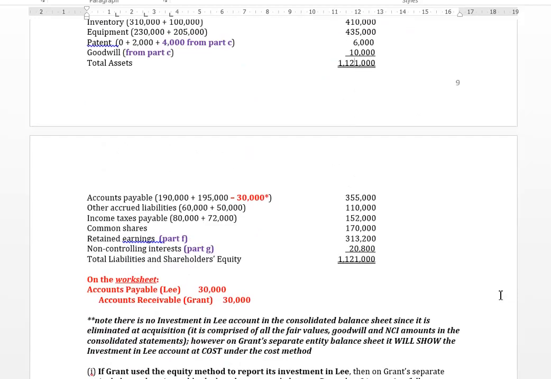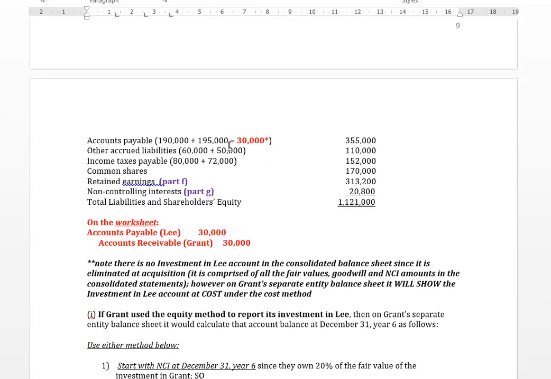1,121,000. If we look at the liabilities, we see our liabilities again. We talked about the worksheet entry to eliminate the account payable. That's intercompany. Once we do that, we're going to get 355,000. We add together the accrued liabilities of each entity to get 110 for the consolidated books. Add each entity's income tax payable to get 152,000 on the consolidated books.